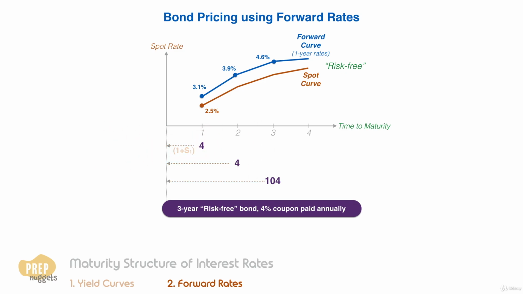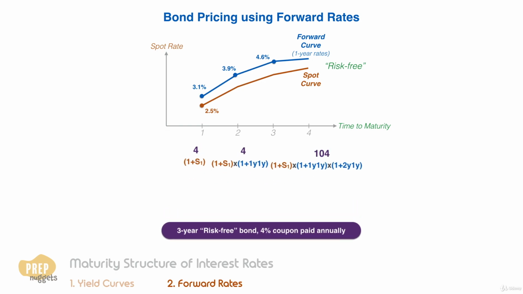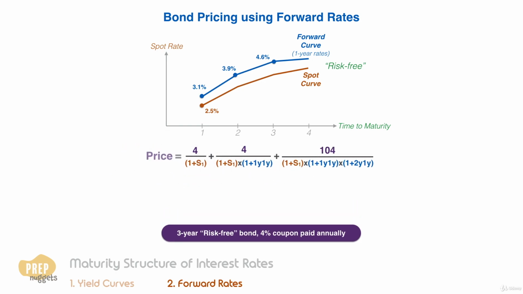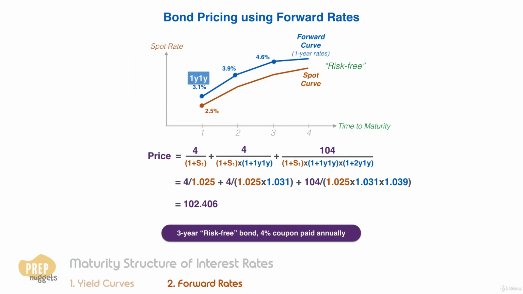The first payment can be discounted using the 1-year spot rate. For the second payment, we add on the 1Y rate. And for the final payment at maturity, we add on the 2Y rate. In order to calculate the price, we add up all the discounted cash flows, plug in the appropriate figures, and we get the answer of 102.406. For this example, please take note that the 1Y rate is the first rate here and not the subsequent one.